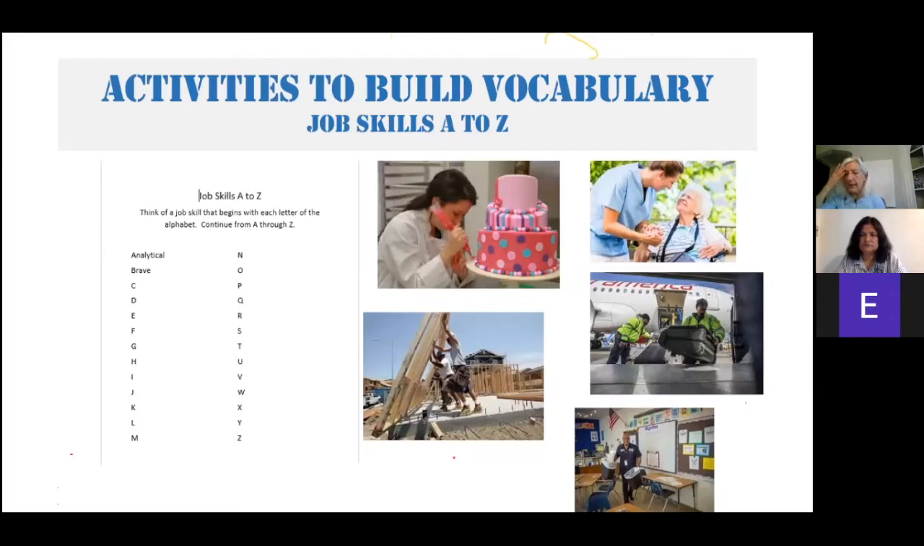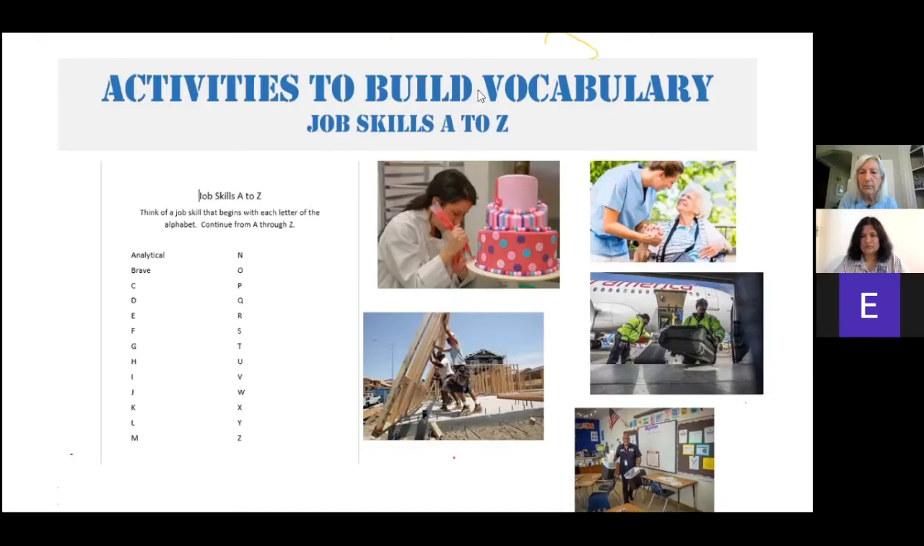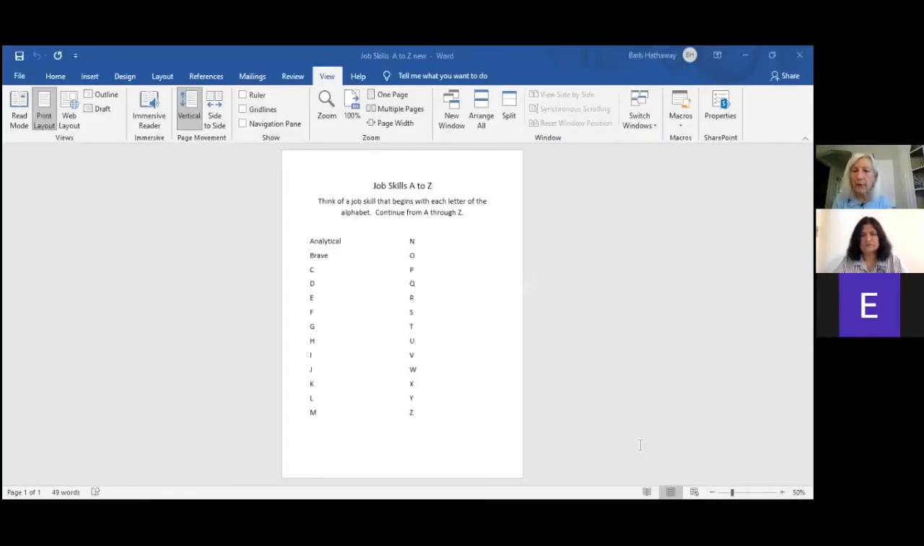And as part of the discussion about job skills, we might do what I like to call an A to Z exercise, where you ask students to come up with a skill for each letter of the alphabet. And then when we get done with that, maybe we're going to match the skills to our pictures. But what I would like to do is just take a minute to do this exercise with you.